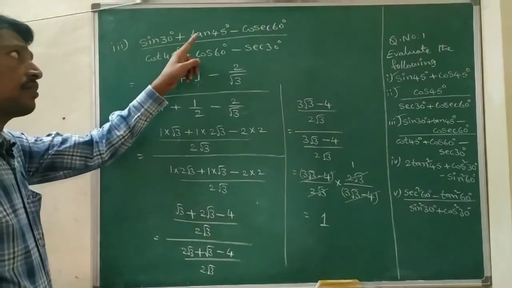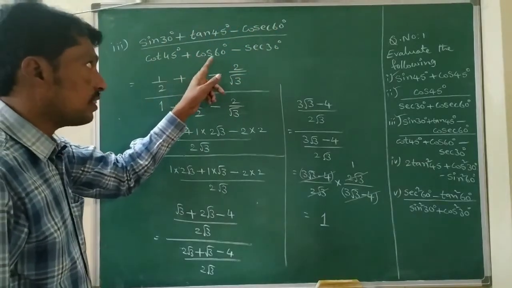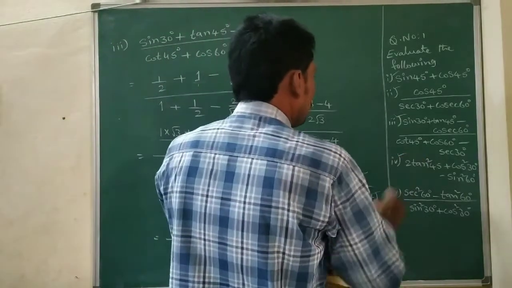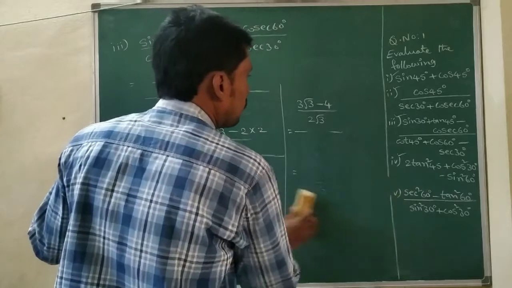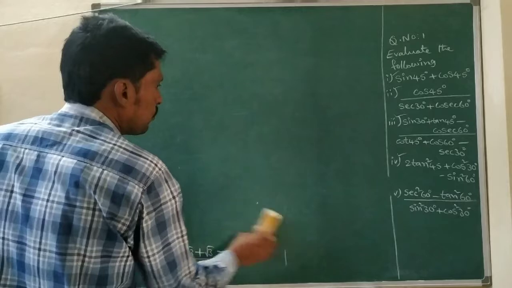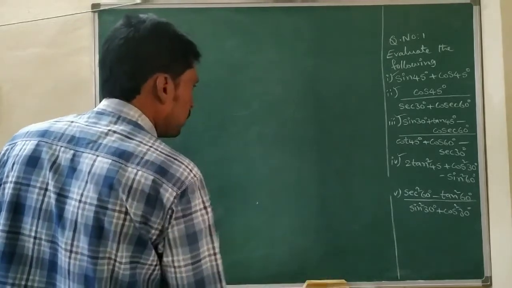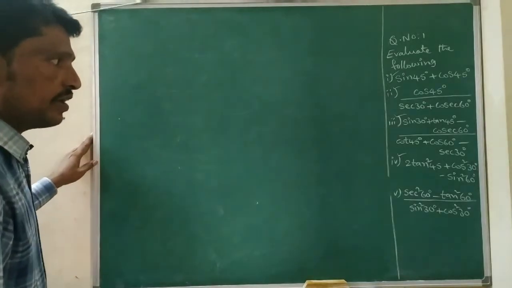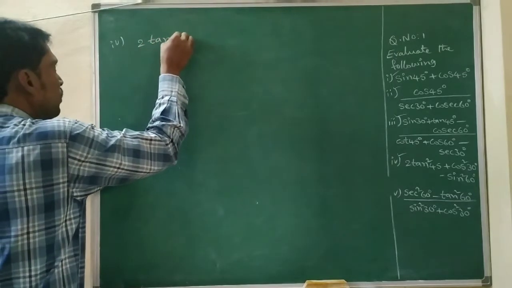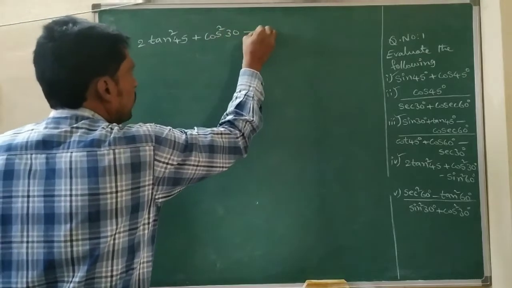So sin 30 plus tan 45 minus cosec 60 whole by cot 45 plus cos 60 minus sec 30 value we got it 1. Next one it is that is 2 tan square 45 plus cos square 30 minus sin square 60. So just we are using the trigonometric values. If you know the values, we are getting the answers. So fourth question, 2 tan square 45 plus cos square 30 minus sin square 60.